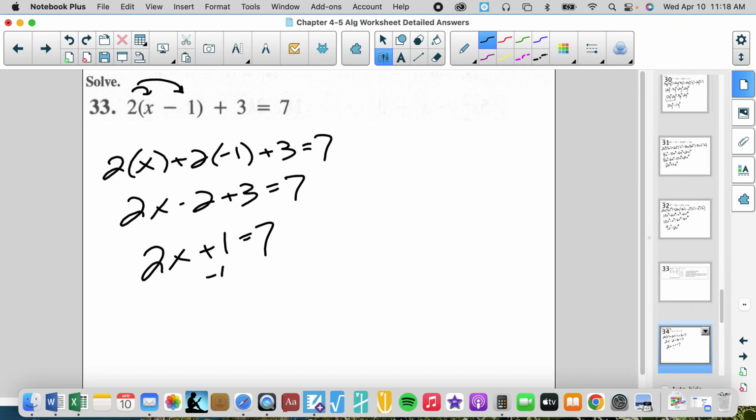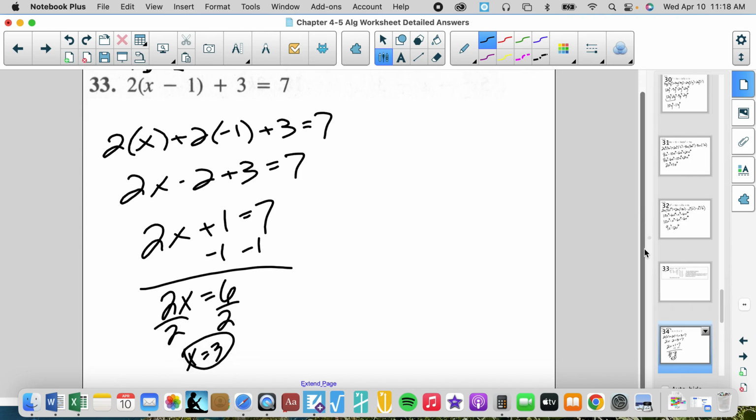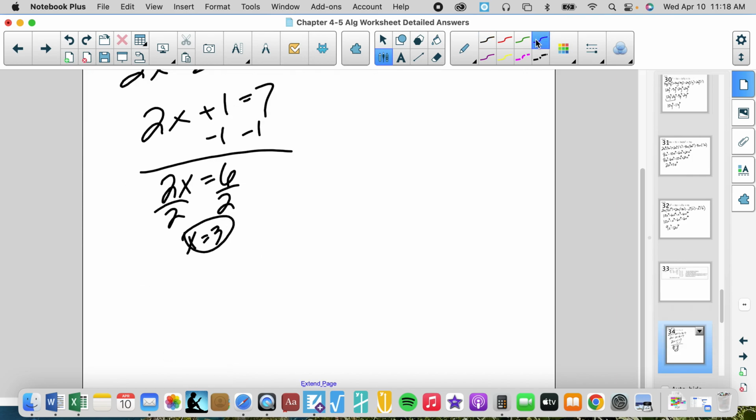And now this is a two-step problem. We're going to get rid of things being added and subtracted first. Then we will divide, and we get x equals 3. We can check our answer. Let's check if x equals 3.